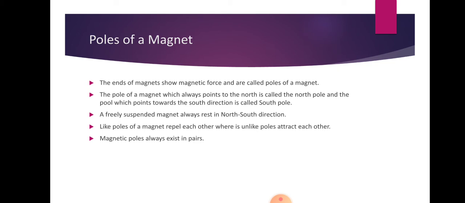Similarly, suppose we have the south pole of one magnet and the south pole of another magnet, and we try to bring them together, what will they do? They will repel each other. And if we try to bring the south pole with the north pole, they will attract. And one more important thing here is that magnetic poles always exist in pairs. Why so? How so?